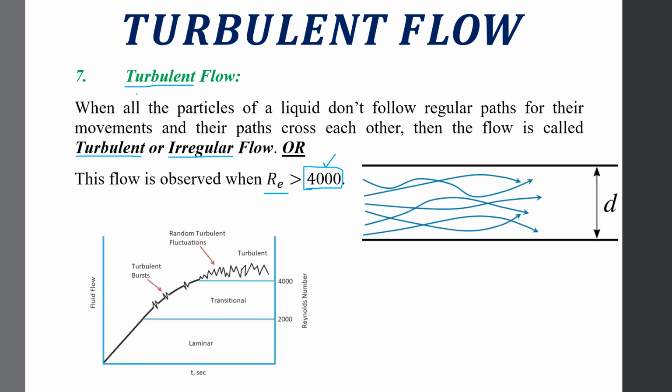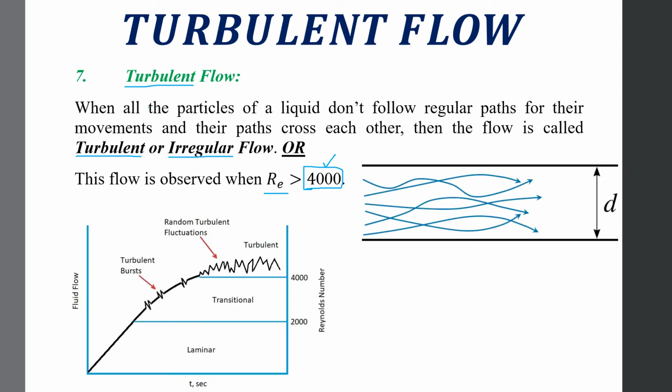So you can see here in this figure that all lines are crossing each other. You can see here that these both lines are crossing. Here is the crossing of lines. These lines are crossing each other. So when streamlines are crossing each other, it means that the flow is not streamline flow. It is turbulent or irregular flow.